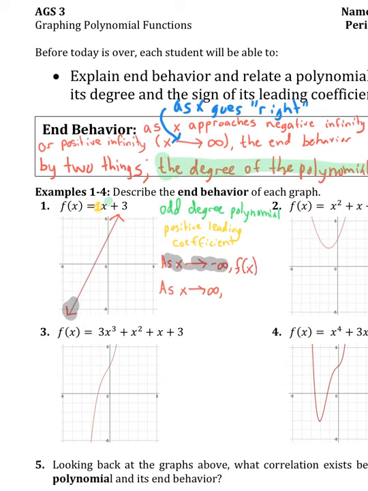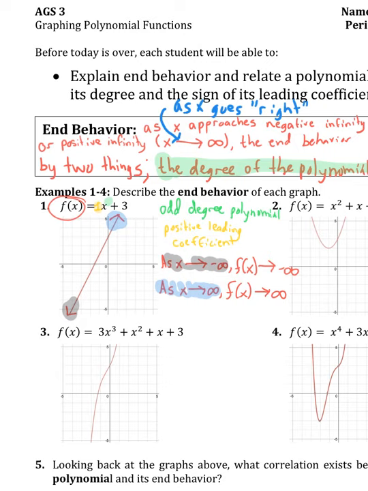And we're going to use f of x because we're using function notation right now. So I'll say f of x instead of y. F of x goes to negative infinity. It's going down. Part B, the second part, as x goes to the right, where's the function going? Is it going up or down? And it looks like this one, it's going up. So f of x goes to positive infinity.